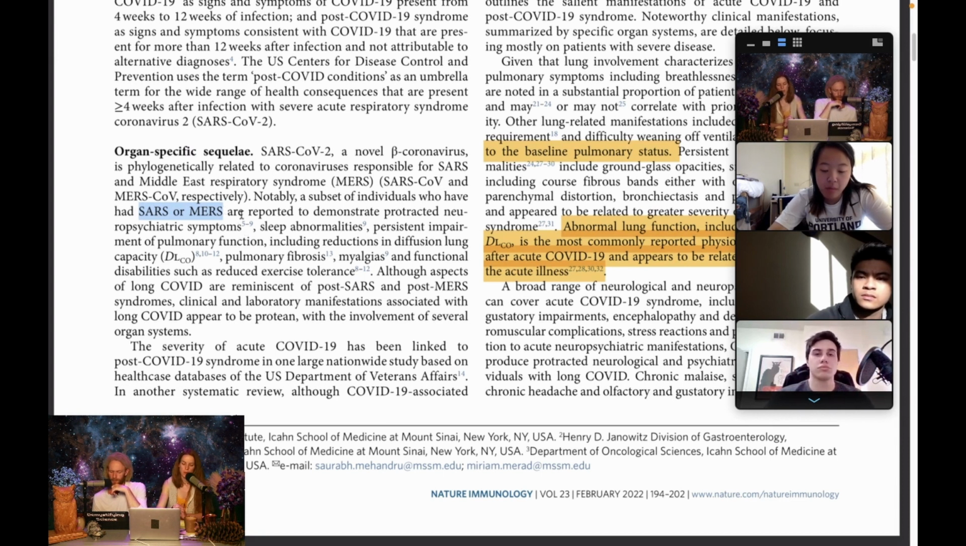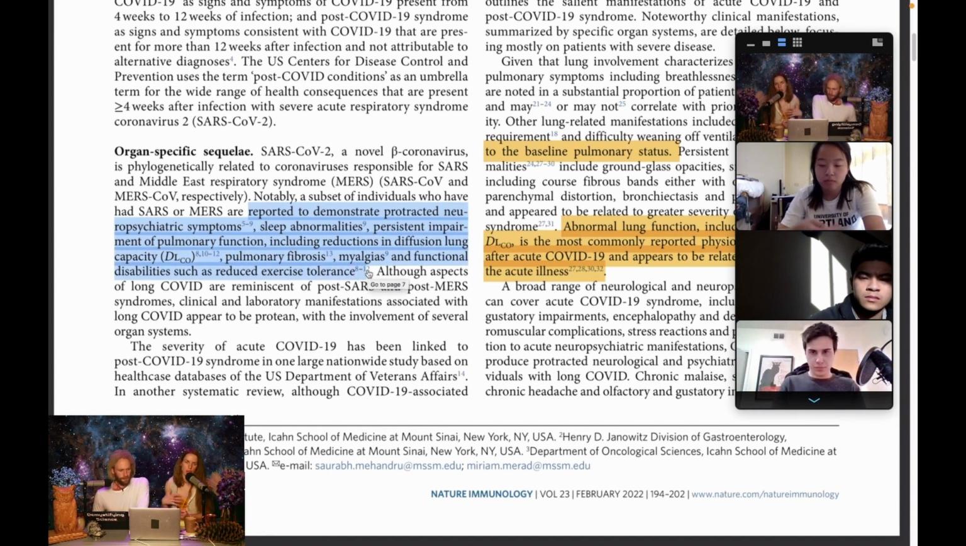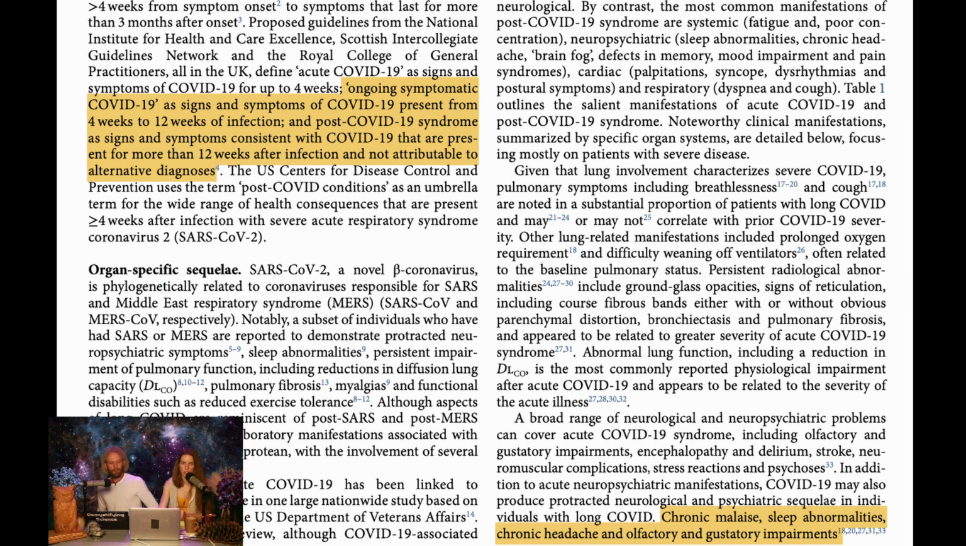However, there's a report that they demonstrate protracted neuropsychiatric symptoms, sleep abnormalities, persistent impairment of pulmonary function, including reductions in diffusion lung capacity, which we'll come back to later, fibrosis, myalgia, functional disabilities such as reduced exercise tolerance. So there's this whole collection of things that people get after SARS and MERS that they also seem to get after SARS-CoV-2.